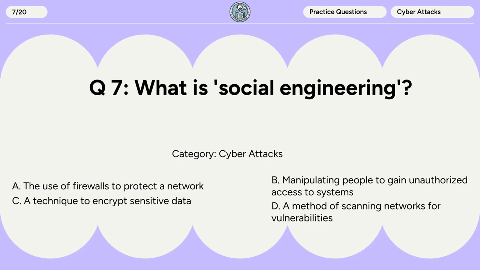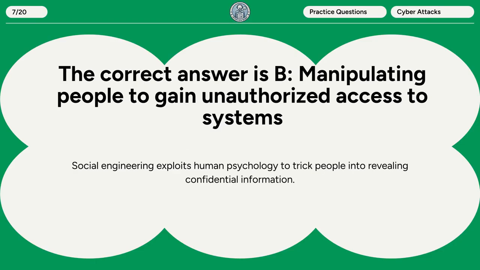Question 7. What is social engineering? A. The use of firewalls to protect a network. B. Manipulating people to gain unauthorized access to systems. C. A technique to encrypt sensitive data. D. A method of scanning networks for vulnerabilities. The correct answer is B. Manipulating people to gain unauthorized access to systems. Social engineering exploits human psychology to trick people into revealing confidential information.